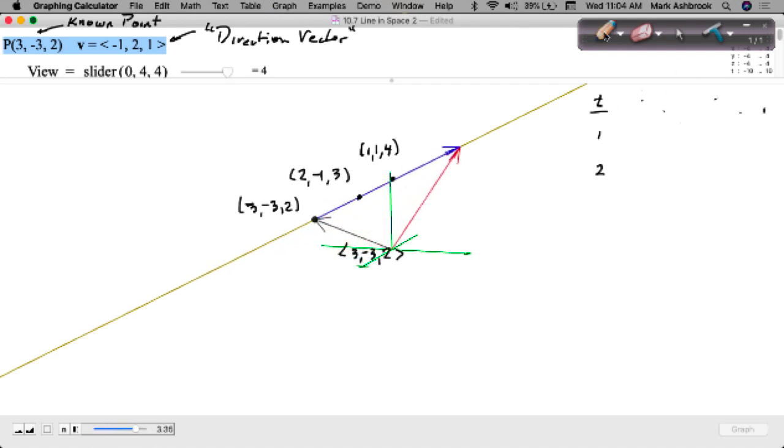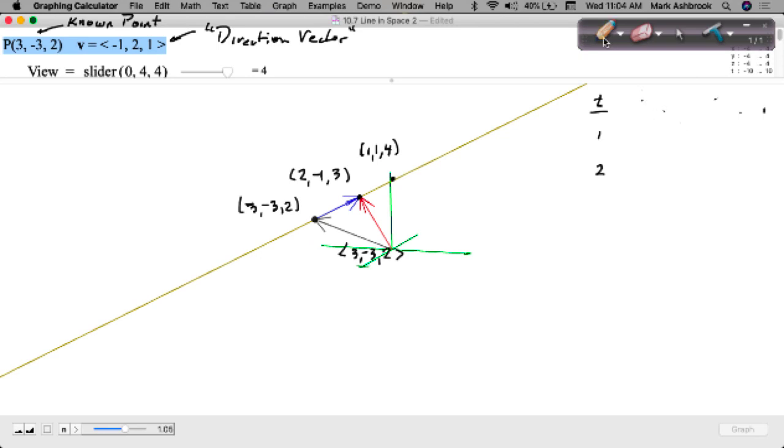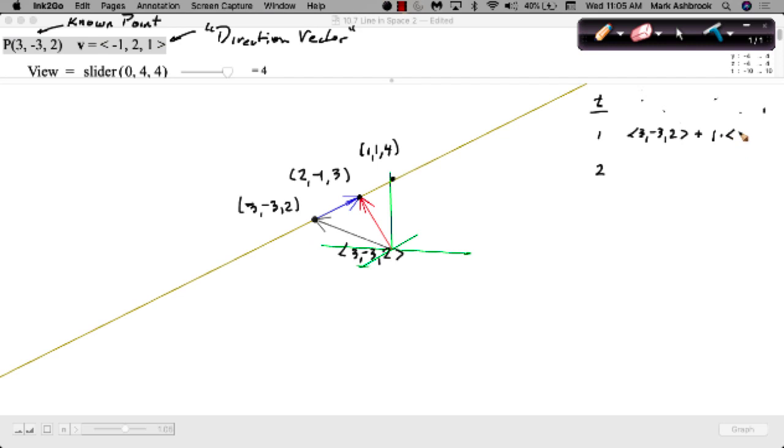So we had, for t equals 1, so our scalar, what we usually use for the scalar multiple of the direction vector is t. So this first one here was for t equals 1. We just simply added it together, right? So we added what? We added 3, negative 3, 2, plus what? 1 times the direction vector, negative 1, 2, 1. Is that right? We just added one of them. That's what I'm showing right here. We just added the direction vector. But that's like scaling it by 1.